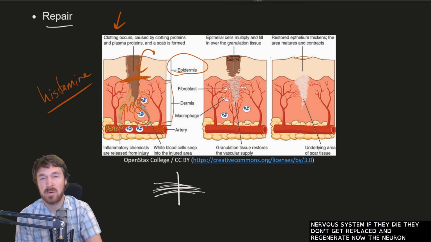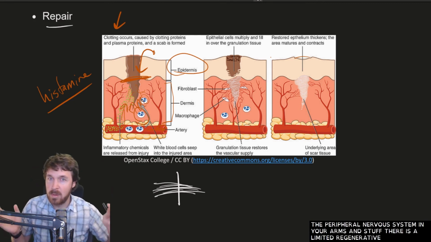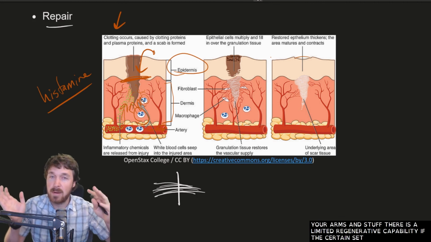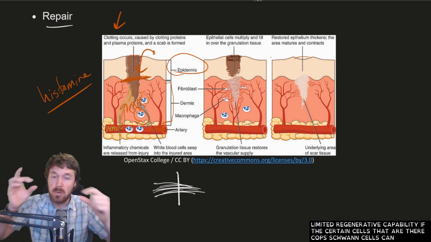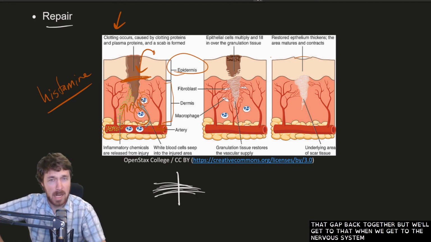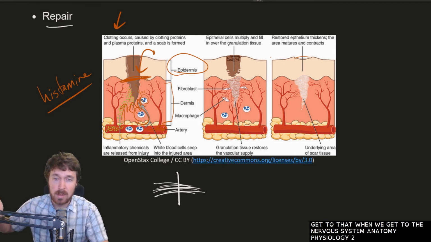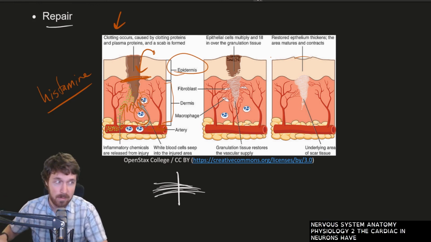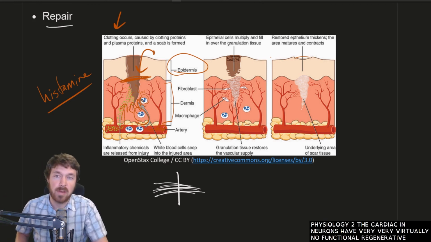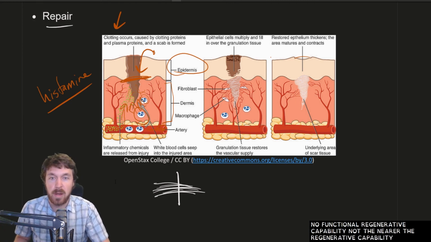Now, the neurons in the peripheral nervous system in your arms and stuff, there is a limited regenerative capability if the certain cells that are there called Schwann cells can grow that gap back together, but we'll get to that when we get to the nervous system in anatomy and physiology two. So cardiac and neurons have virtually no functional regenerative capability, not near the regenerative capability of our epithelial tissue.